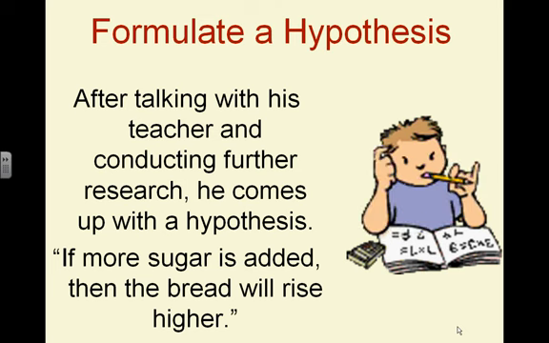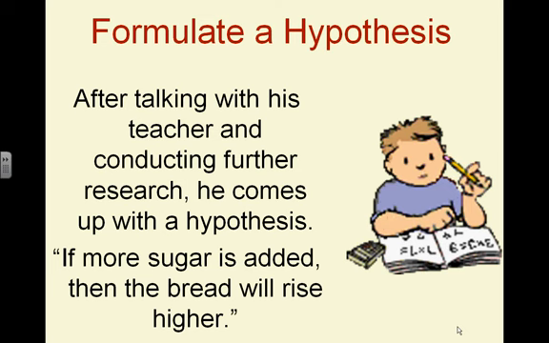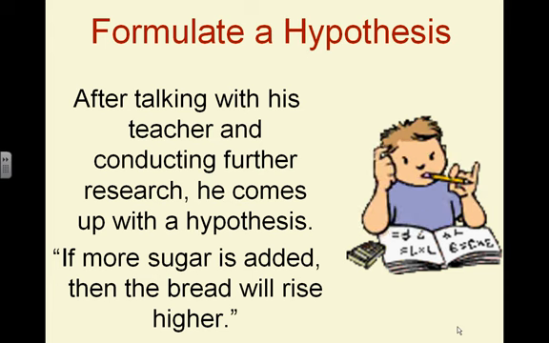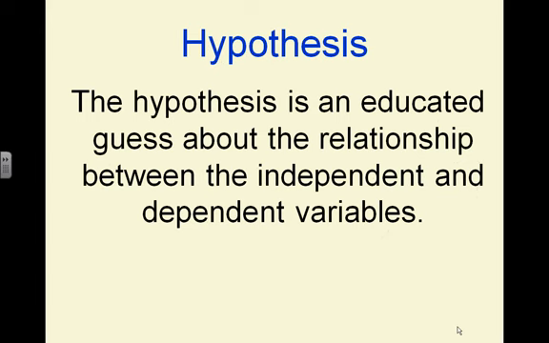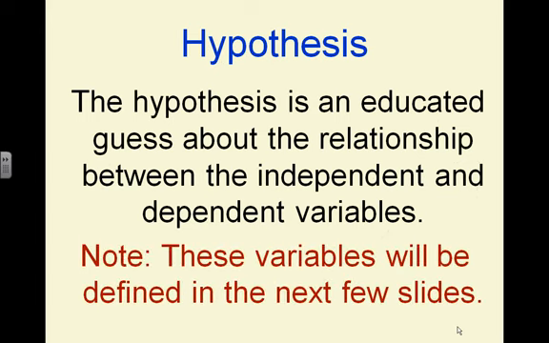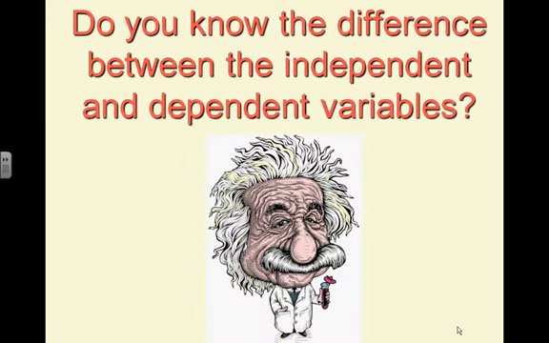And based upon this, we can already tell what John's experiment is going to be. If he's going to use more sugar, then the bread will rise higher. That means he's probably going to use different increments of sugar. So let's see what John does. First of all, let's talk about the hypothesis and how, again, it's an educated guess, but it's a relationship between independent and dependent variables. And you all may or may not have heard those terms before. So let's just go over them.